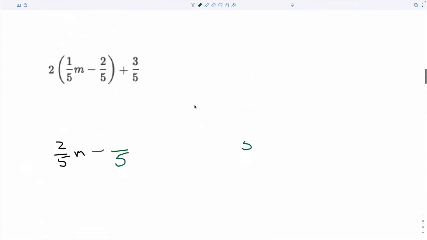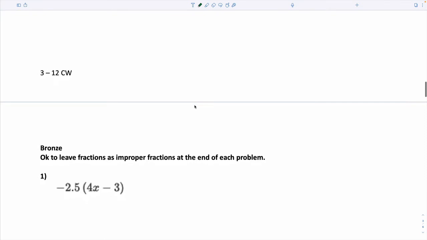Wait, this period's almost over? Yes, it's 7 minutes.